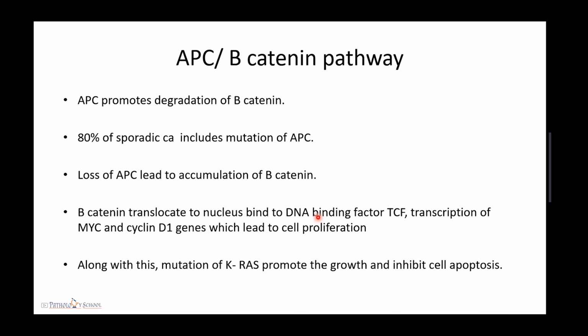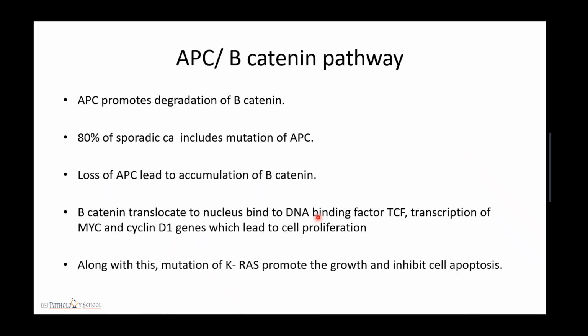Now, this is the mechanism, the APC beta-catenin pathway, by which colon adenocarcinoma happens. APC promotes the degradation of beta-catenin. 80% of sporadic carcinomas include a mutation of APC. Loss of APC will lead to accumulation of beta-catenin because APC is what causes the degradation of beta-catenin.